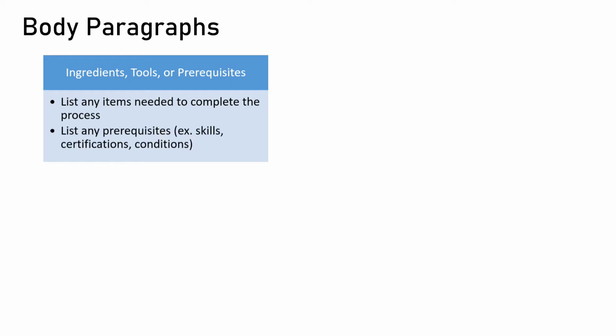For your body paragraphs, I recommend writing 1 or more paragraphs on the ingredients, tools, or prerequisites needed to complete this process if applicable. If no prior materials or knowledge are needed, then you don't need to write this section. However, if you do choose to include this section, you should list any items needed to complete the process and list any prerequisites such as skills, certifications, or conditions.